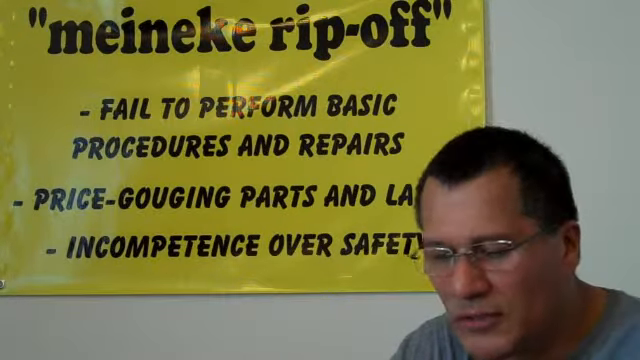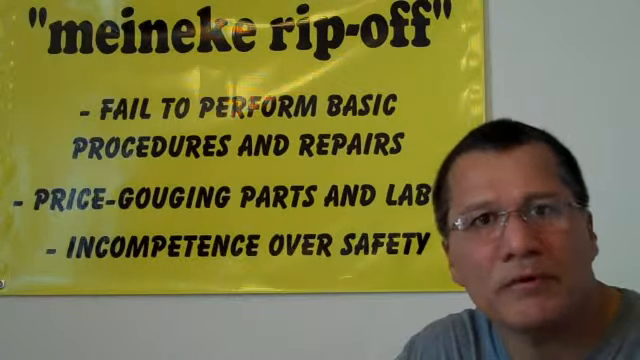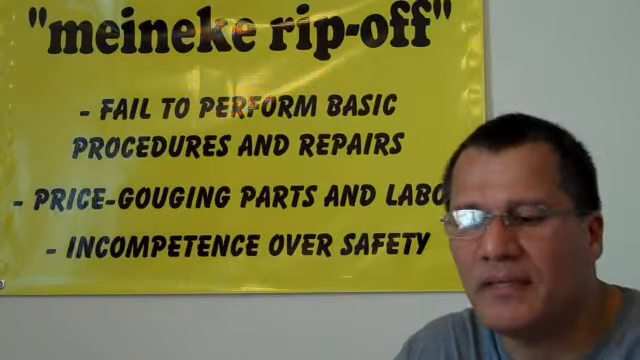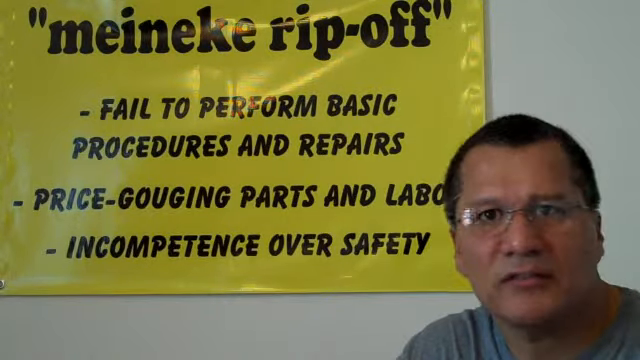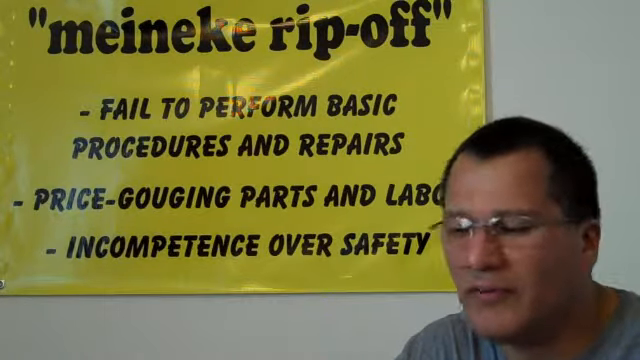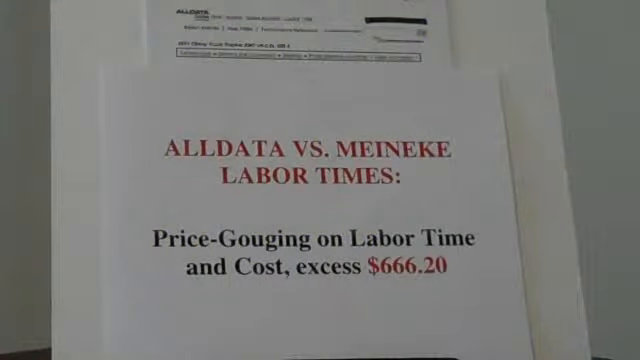The only labor cost is for the alternator/fan belt at 0.4 hours times Meineke's labor of $84 per hour, which would equal $33.60. Subtracting $33.60 from Meineke's second invoice of $550 labor would give a total of $516.40. Adding $100.80 plus $42 plus $7 plus $516.40 gives a total of $666.20 in price gouging of labor cost.